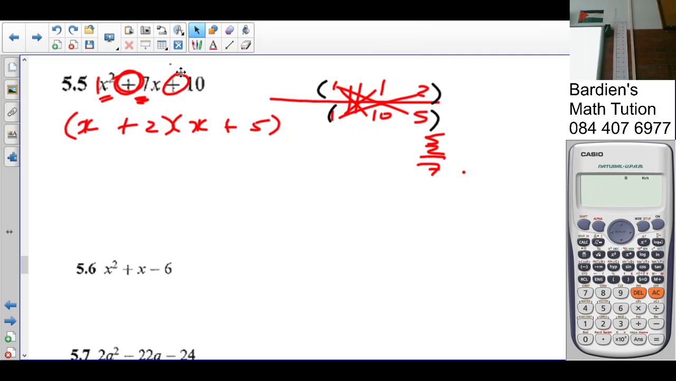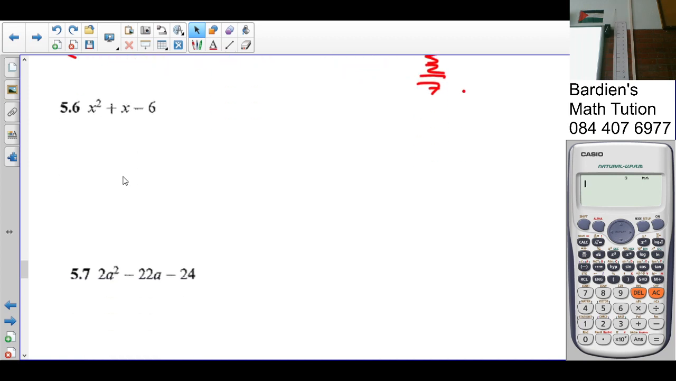Okay, you guys understand? And in the exam, people, you can multiply the brackets out and see if that gives us the sum again. Okay, people, 5.6.